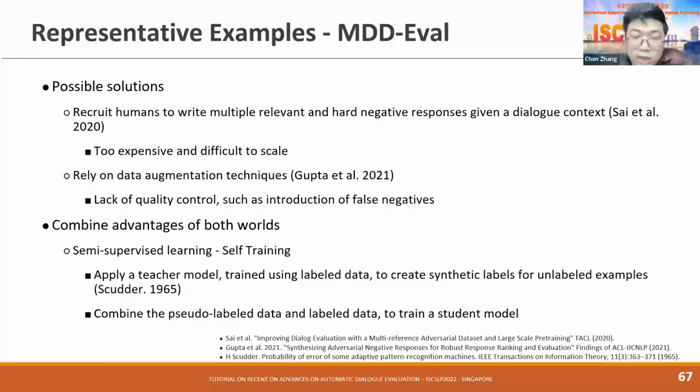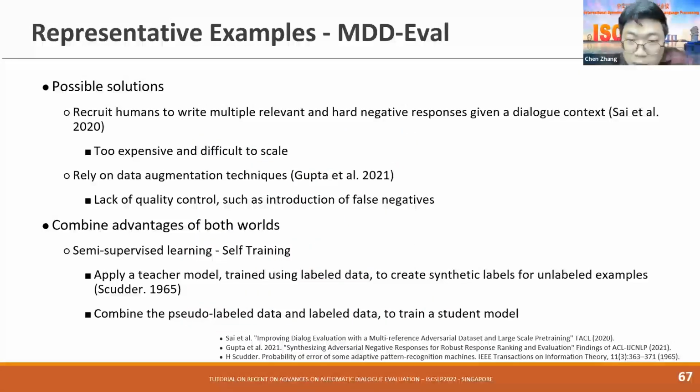There are also other people who rely on data augmentation techniques to mimic the human written way of collecting data. But with this way, there is no quality control. There is a potential to introduce low quality data, such as false negatives. For example, some generated responses may be correct given the context, but if we use augmentation, it will be treated as a negative response. So it is harmful to the model training.